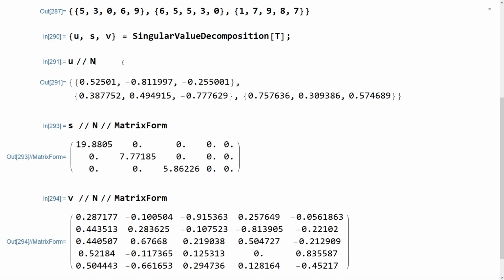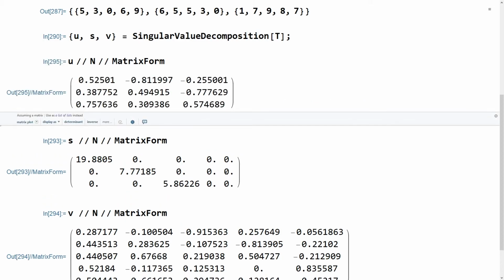The dimensions are set up so that when you multiply these things back together, you get a 3 by 5 matrix. I have a 3 by 3 matrix multiplied by a 3 by 5 matrix multiplied by a 5 by 5 matrix, and so the entire product will be 3 by 5. Now the trick is that I can get away with throwing some of this information away and get a matrix that still looks a lot like the original one.